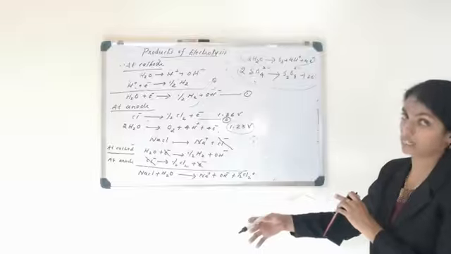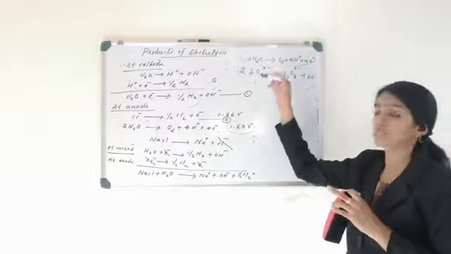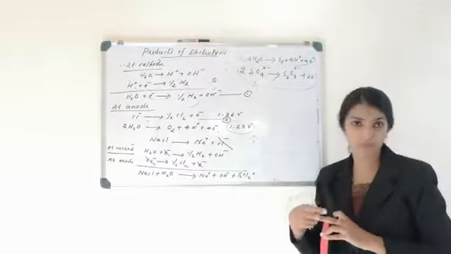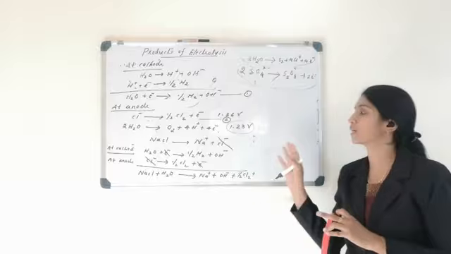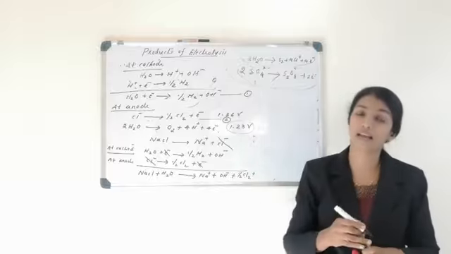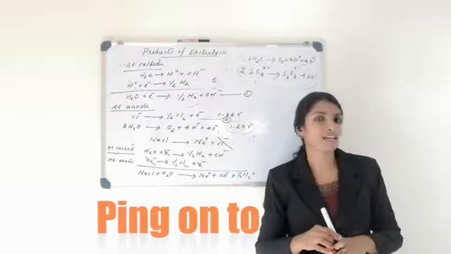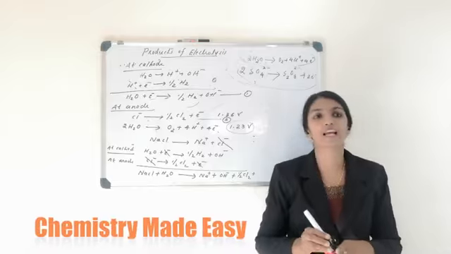Here one interesting factor is that at a lower concentration of sulfuric acid, this reaction is preferred, and at a higher concentration of sulfuric acid, the second reaction will be preferred. Okay, that's all about the products of electrolysis.